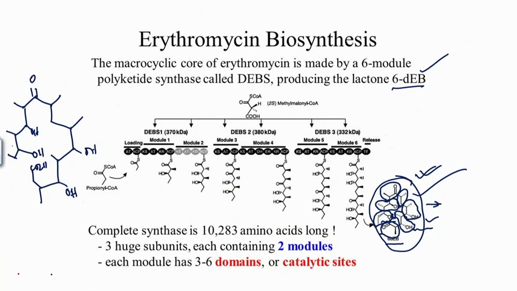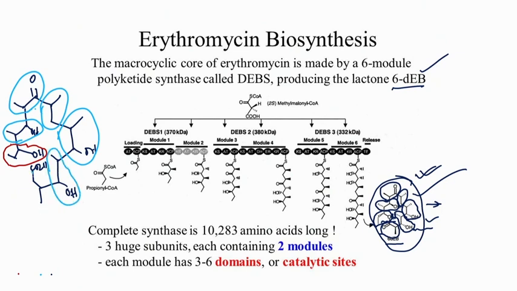One is this one, this is your starter unit, this is the extension unit, maybe I use another color. This is your extension unit, this is the extension, and this is the final extension unit. So, 6 extension units, that means you have to do 6 Claisen condensations.